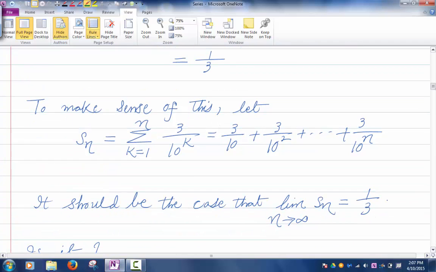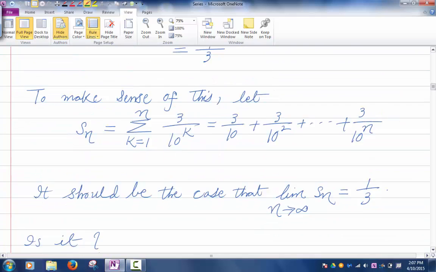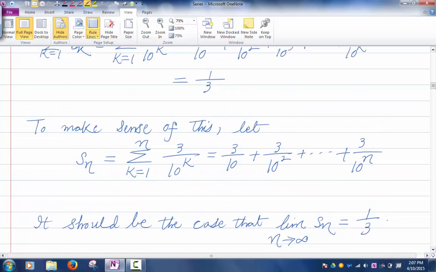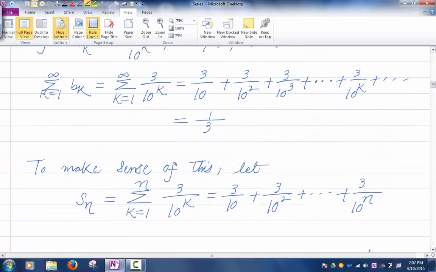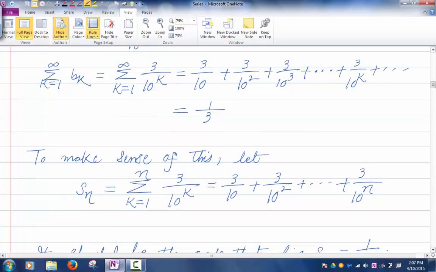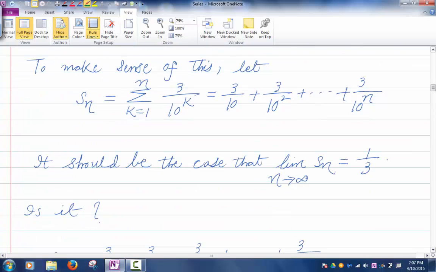Now, if there is any justice in the world, the limit of S_n better be 1/3. Right? Remember, I started with 1/3. I got the series. And then I'm saying the nth partial sum, if I add the first n terms of the series, I get this. And if there is justice, the limit better be 1/3. Well, let's see if it is.